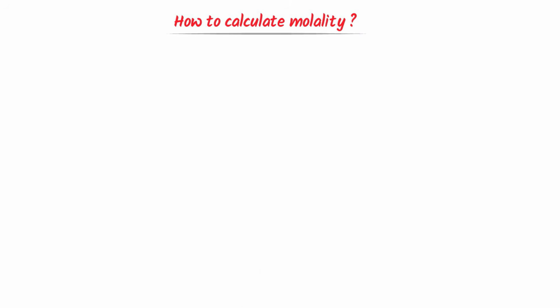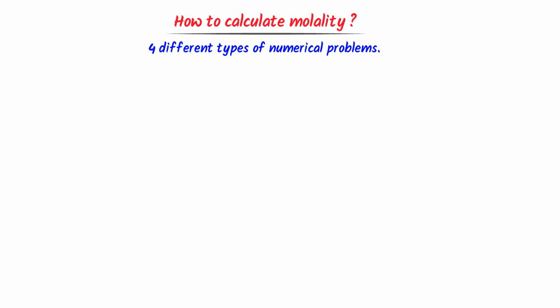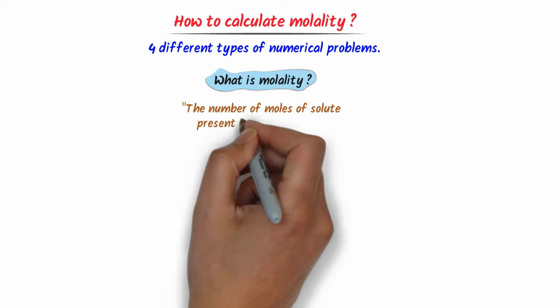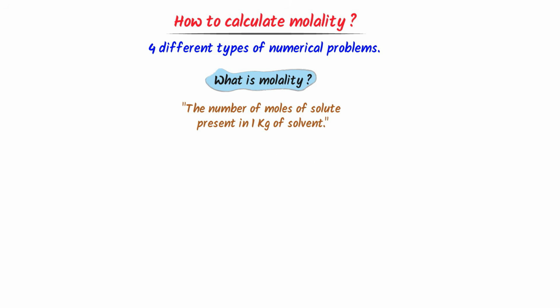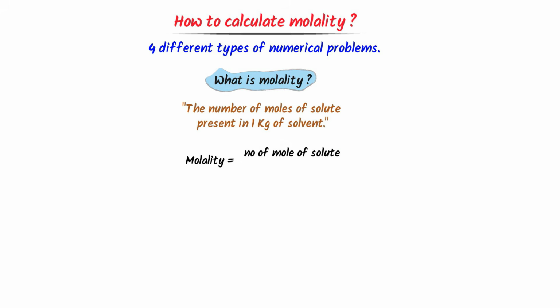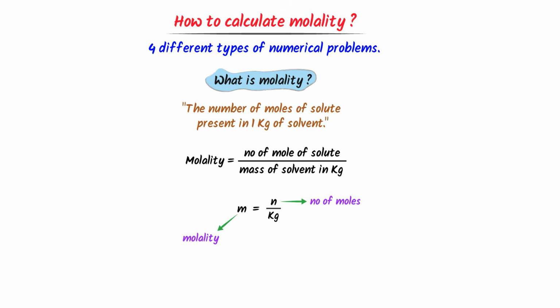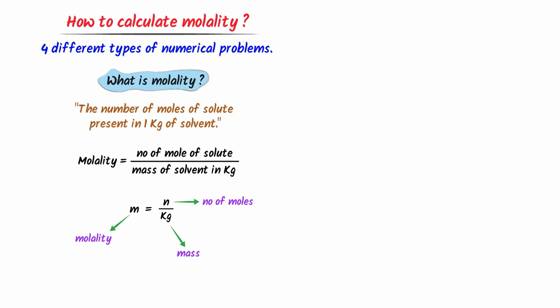How to calculate molality? Well, I will teach you 4 different types of numerical problems of molality. Now what is molality? The easy definition of molality is the number of moles of solute in 1 kg of solvent. We write molality is equal to number of moles of a solute upon mass of solvent in kg. Our small m is equal to n upon kg, where small m is the molality, n is the number of moles of a solute, and kg is the mass of a solvent.